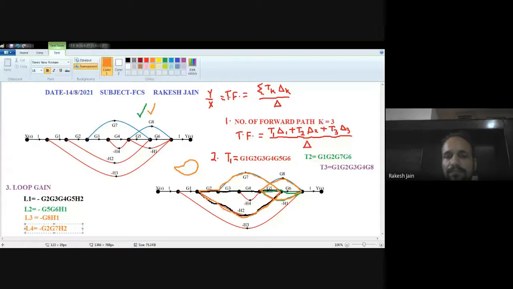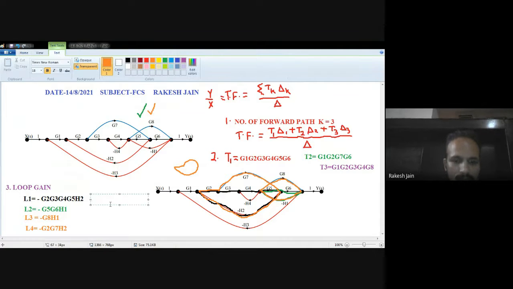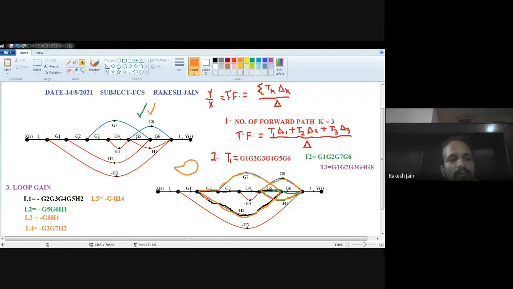Now the next one, G4 H4, very clear in front of you. G4 H4 is the fifth loop. Now see, the loop will be G4 and H4 with a negative sign. So minus G4 H4. After this step, we will not first find out the value of del.